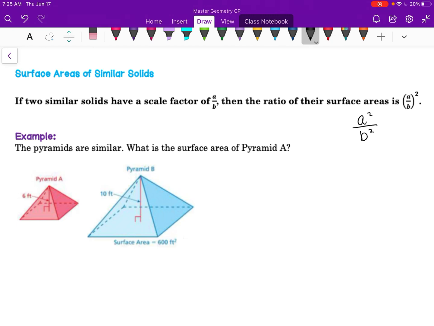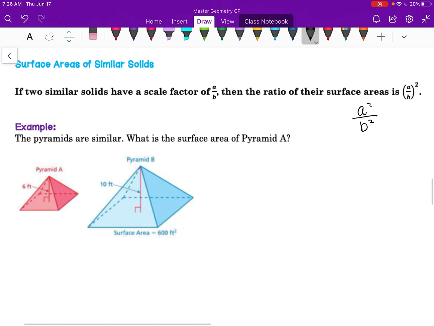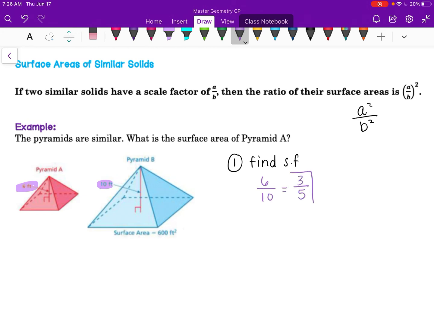So for the first example, these pyramids are similar. We want to find the surface area of pyramid A. So first we have to start off by finding our scale factor. So in this case, we have our heights 6 and 10. So 6 over 10 simplifies to 3 over 5. So our scale factor is 3/5.